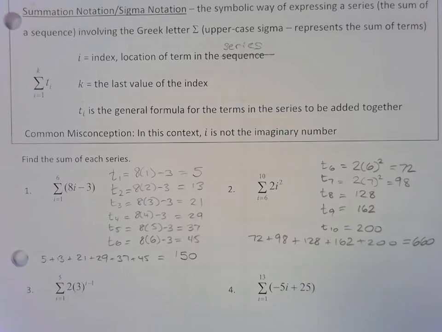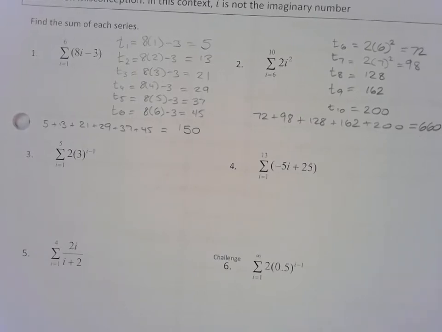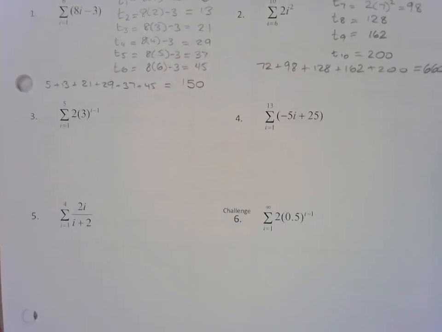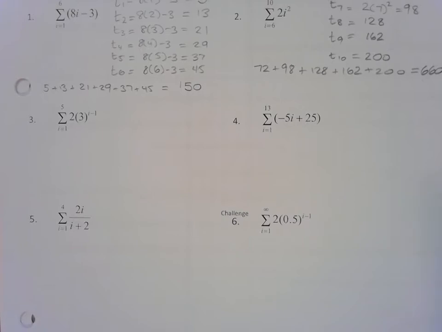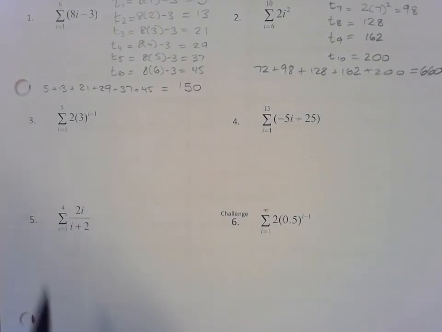Down the bottom of the page, we're going to do a couple of extra examples and one more challenge. So let's slide this down. And let's make it straight so we can see. I need all the room I can get. So exercise 3, this reminds me of a geometric formula right here. 2 times 3 to the i minus 1.